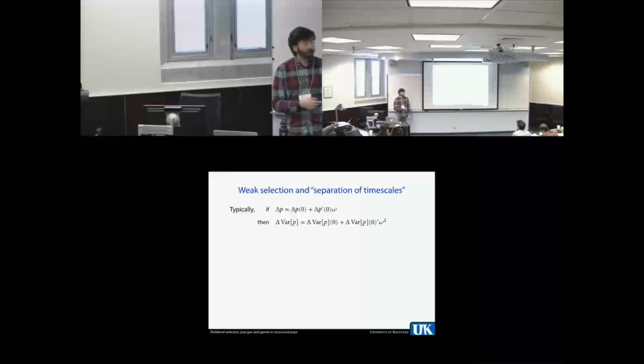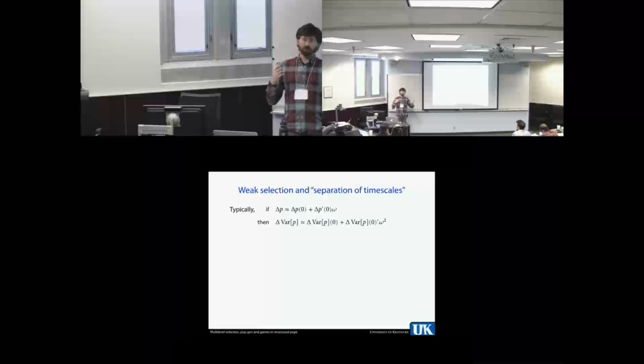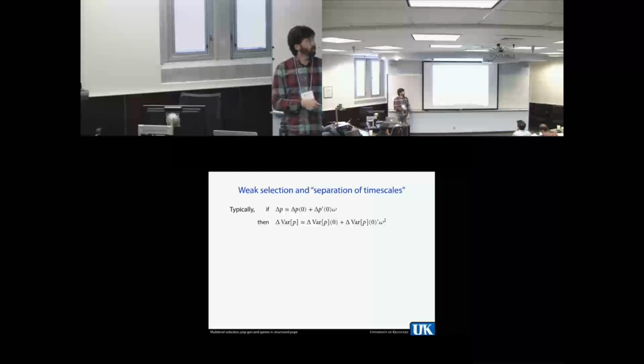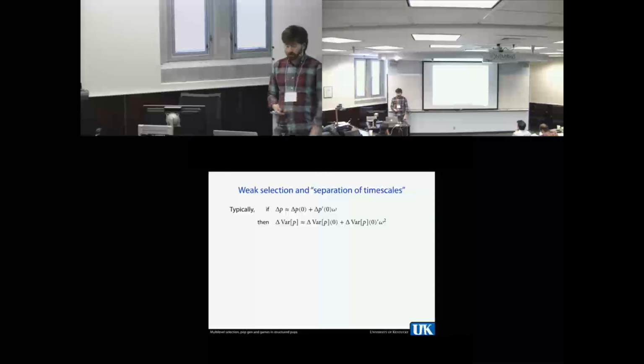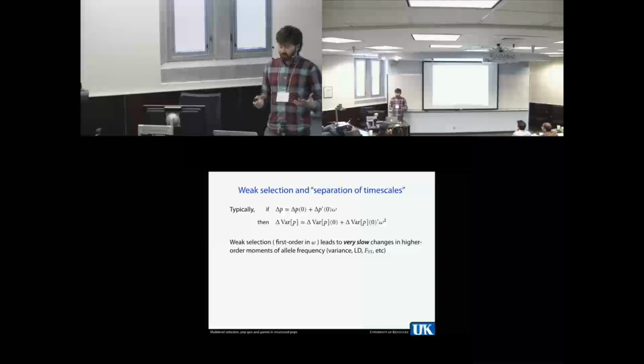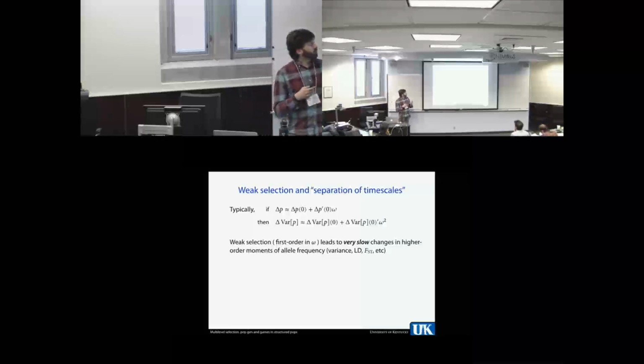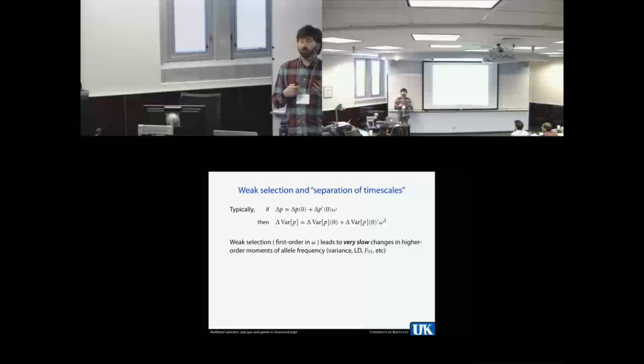then typically what happens, and this is a result of a lot of work on different kinds of models, is that if we look at the change in the variance in the allele frequency, there's some change in the variance due to neutral evolution, and there's a change in the variance due to selection, but that change in variance is of higher order. This change is order omega. This change tends to be of order omega squared, so it tends to be much smaller. So when you take this weak selection approximation, you get very slow changes in higher order moments due to natural selection, which gives you the justification for assuming that things like genetic variance, these higher order moments, are constant.